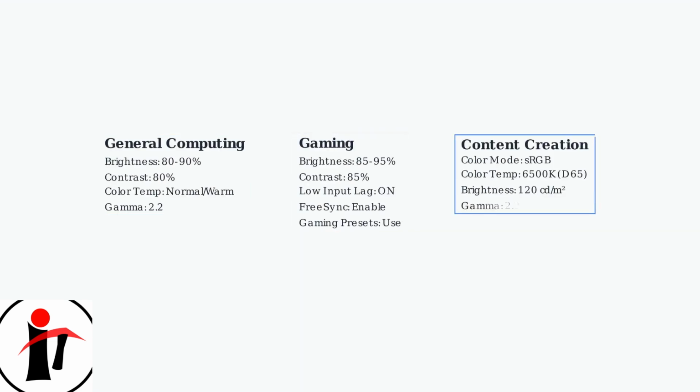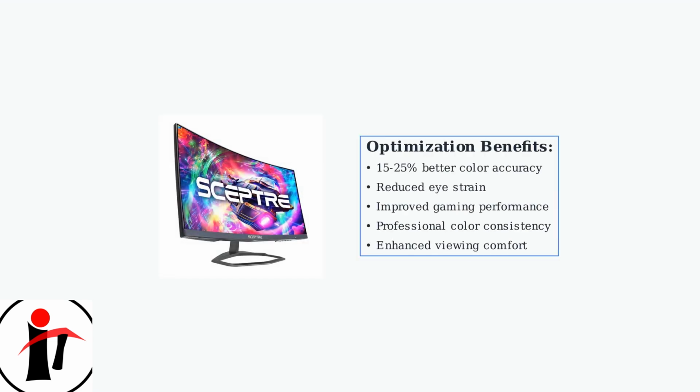Different activities require different monitor settings. Here are optimized configurations for the 3 most common use cases: general computing, gaming, and content creation. Proper monitor calibration can improve color accuracy by up to 25% and reduce eye strain significantly. These optimizations transform your Sceptre monitor into a tool perfectly suited for your specific needs.